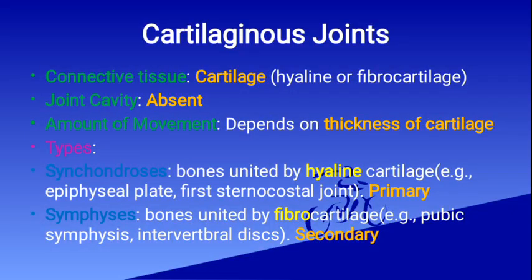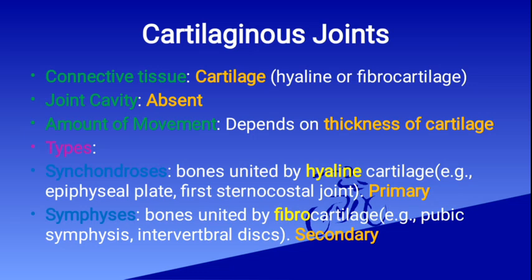So talking about cartilaginous joints now, the connective tissue in a cartilaginous joint is cartilage. It can be hyaline cartilage or fibrocartilage, and there is no joint cavity, it is absent. And the amount of movement is dependent on the thickness of the cartilage. Take note of that.